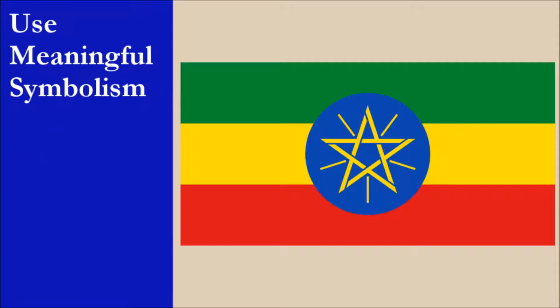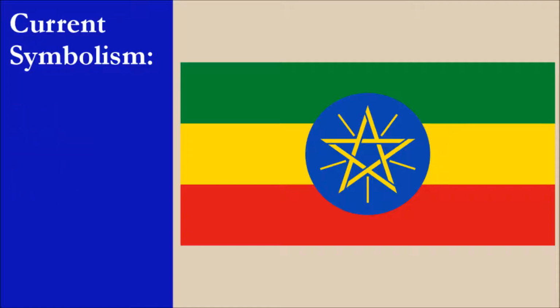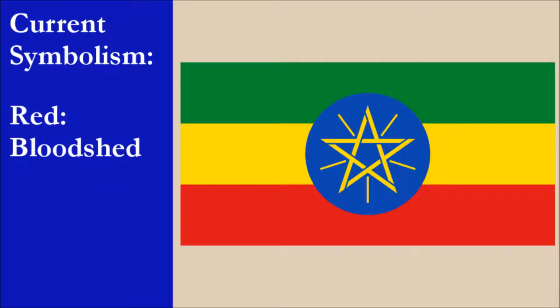For the Ethiopian flag, the symbolism of the stripes has changed. Originally, the green represented the land and hope, the yellow represented peace and love, while the red represented power and faith. The new official symbolism is the following. The green stands for the fertility of the country, the yellow stands for religious freedom, while the red stands for the blood sacrifice protecting the country.